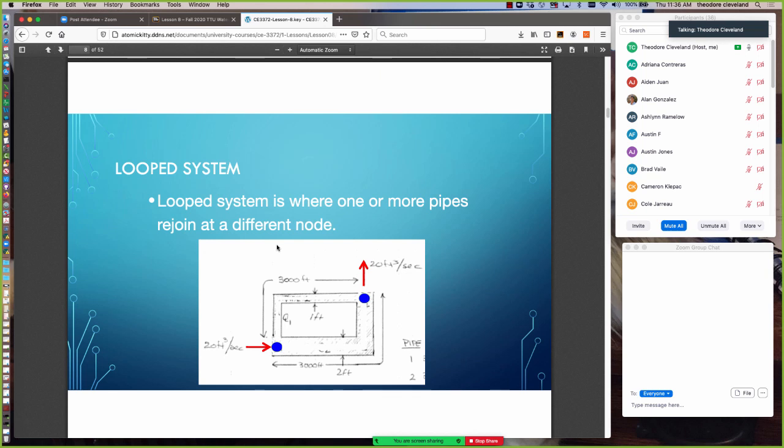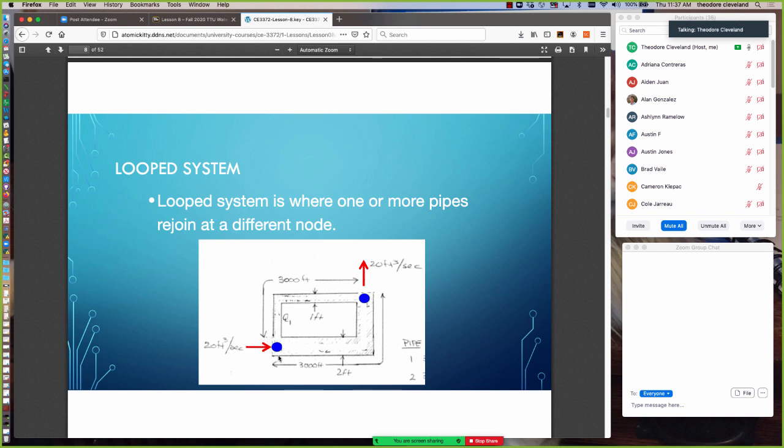So a second topological structure is a looped system where we have one or more pipes connecting to a node. So in this diagram here, this is a very simple loop system. We have a node here, the blue dot, and we have another node up here, also a blue dot. This blue dot is connected through this 2-foot diameter pipe to this blue dot, and it's also connected through a 1-foot diameter pipe to the blue dot. The 1-foot pipe is 3,000 feet long, and the 2-foot pipe is also 3,000 feet long. And we have 20 cubic feet per second coming into the network, 20 cubic feet per second leaving.